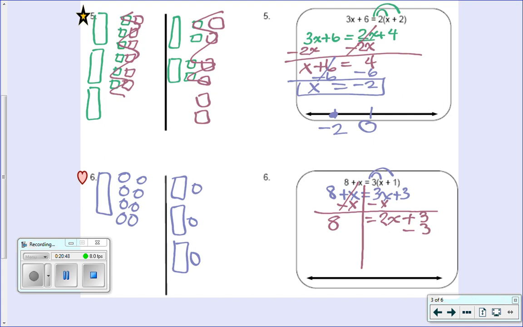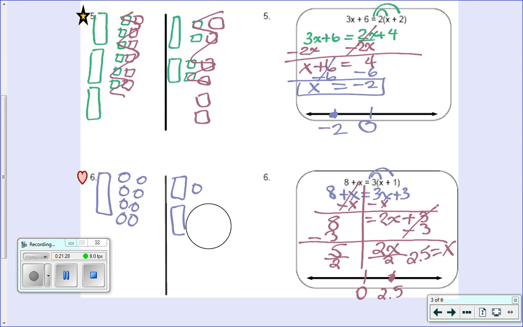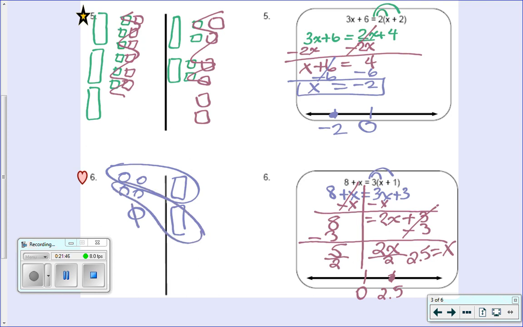Subtract. Good. Subtract 3 on both sides. Do it with me. That created a 0 here. Now we have 2 x's, and that's fine. 8 minus 3 is 5. Now what? Now we have to divide by 2. So x equals 2.5. Are we good? When you have 2 x's and we had 5, each x is 2, and then you have 1 left over. You split it in half, and they each get half. That's the dividing.